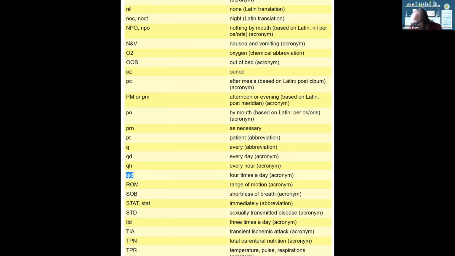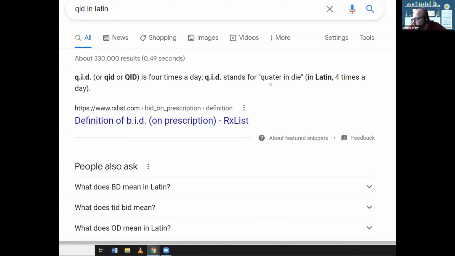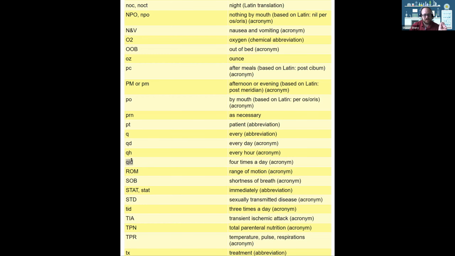Let me see if I can find the original Latin here. QID in Latin. Quater in die. That's what I'm seeing here. So again, they're taking that original Latin phrase and then taking the first letter of each word to make that acronym. So some of these acronyms or abbreviations are Latin terms abbreviated. So you have to kind of make those connections. So we have QID, Q means quarter, quarter is 4.